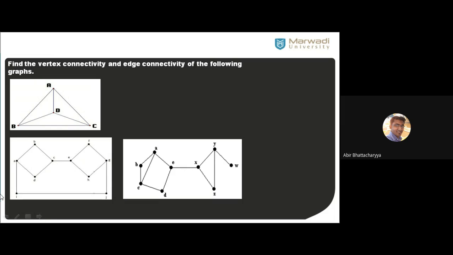So this is the next question for you. All of you ready? Start solving. Next question. This one. Mark my edges: this is 1, 2, 3, 4, 5, 6. Find the edge connectivity and vertex connectivity. Try to recall the definition of edge connectivity and vertex connectivity and try to find the answer. Go on, all of you.